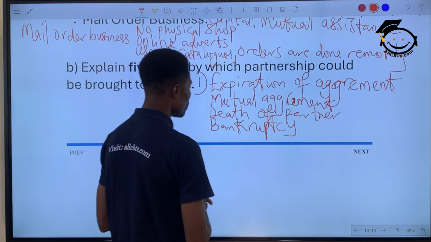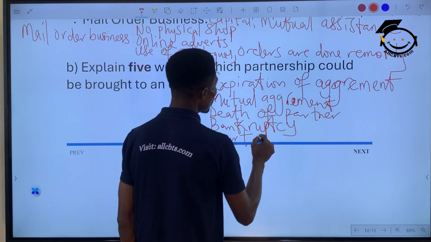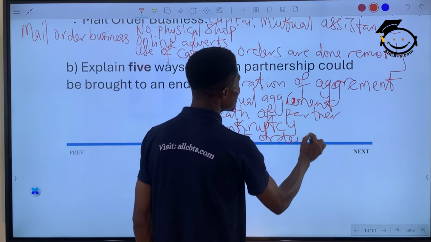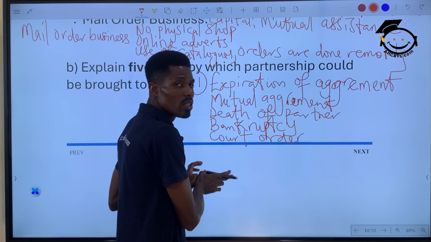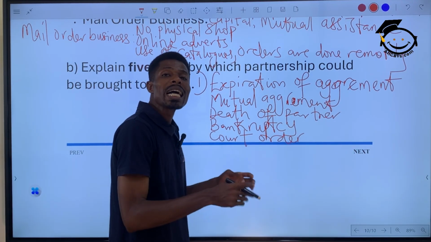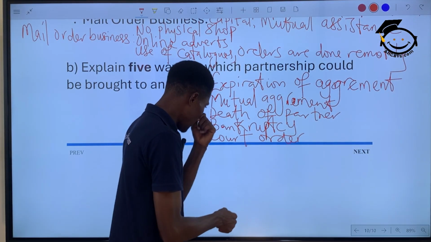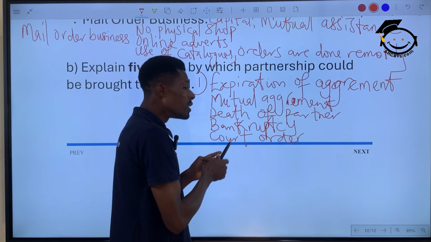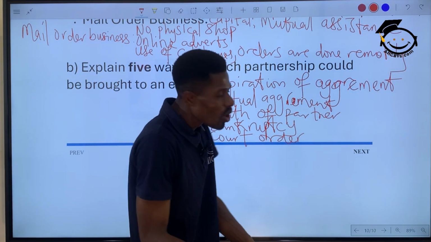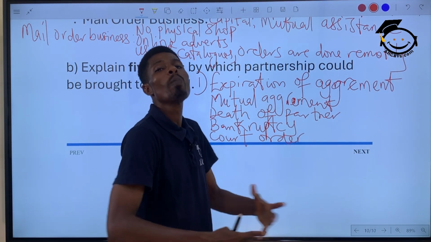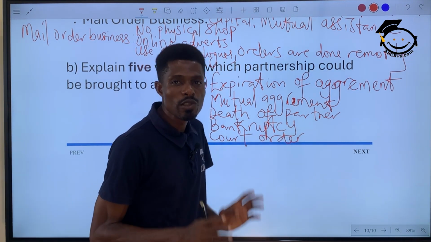And the last thing is what we call court order. A court, talking about a legal institution, can decide to put an end to a partnership business if one of the partners engages in a fraudulent act or there's a dispute between the two partners. The court can bring the partnership business to an end.